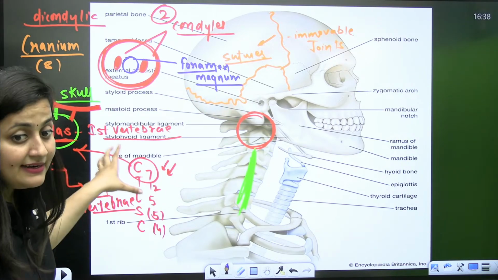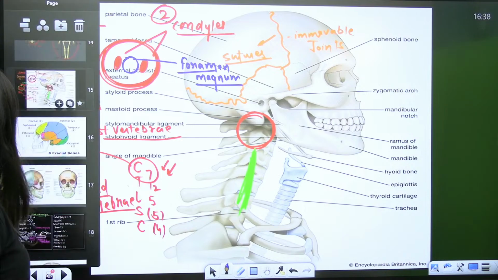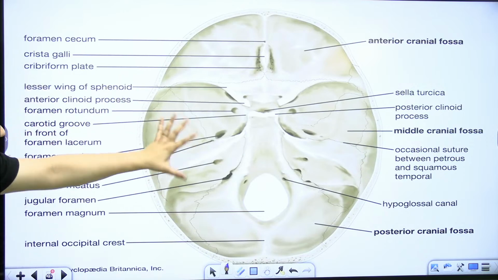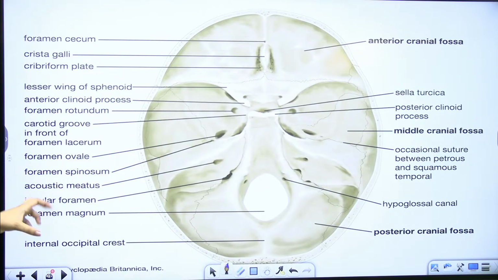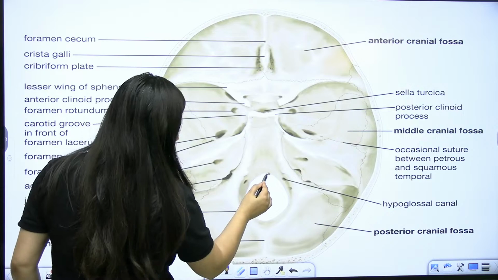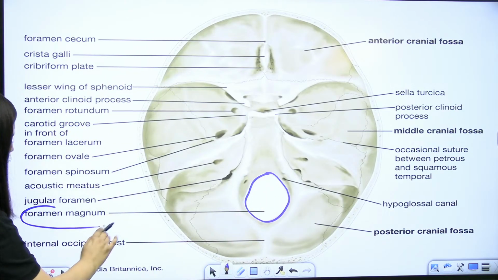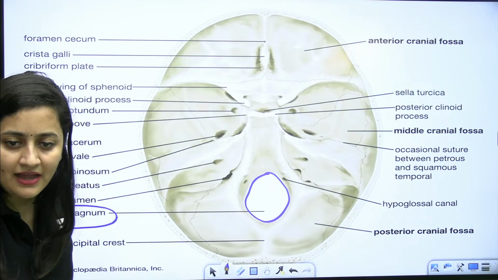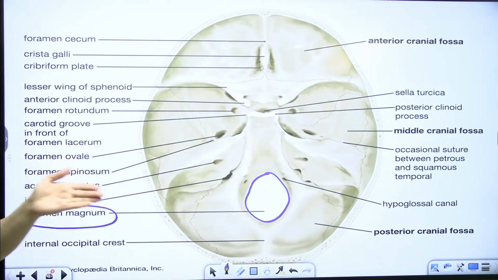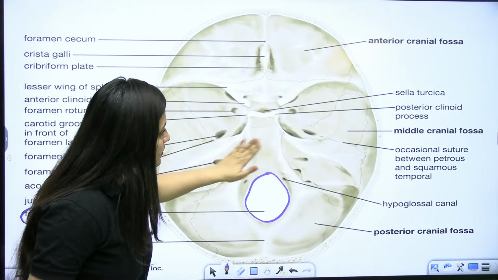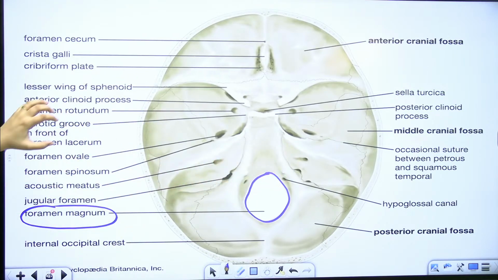I'll try to take a 3D session on the skeletal system as well, but first of all, please remember this part. This is basically your occipital bone. When you look at this occipital bone, this opening or aperture is the foramen magnum, from where your spinal cord is coming out. Are you getting it? Here there will be the condyles to which the first vertebra, atlas, will join.